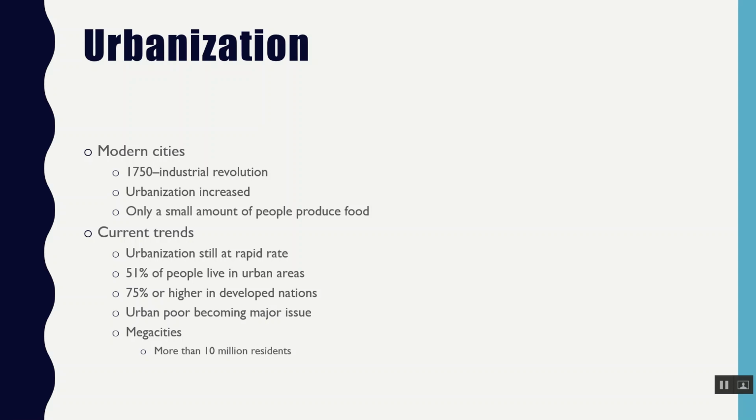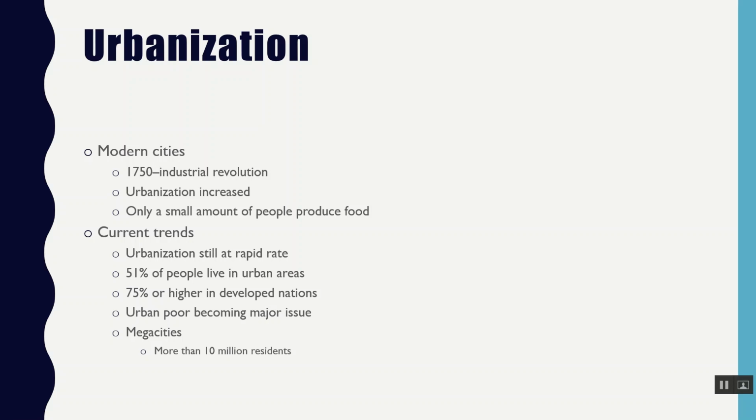So currently, again, urbanization is still at a rapid rate. We passed not that long ago the threshold where over half of the people living on the planet now live in urban areas. And in most developed countries, it's 75% or higher. Some countries it's as high as 90%. We are in the 70s in the United States, I believe.